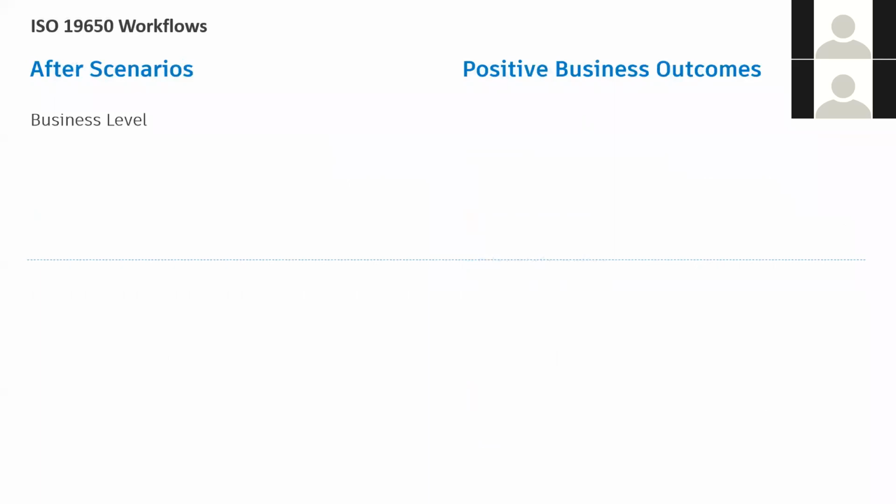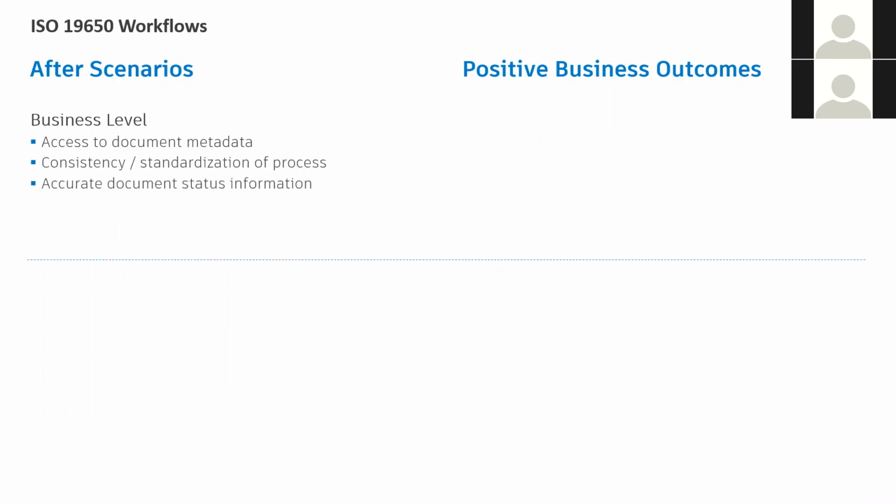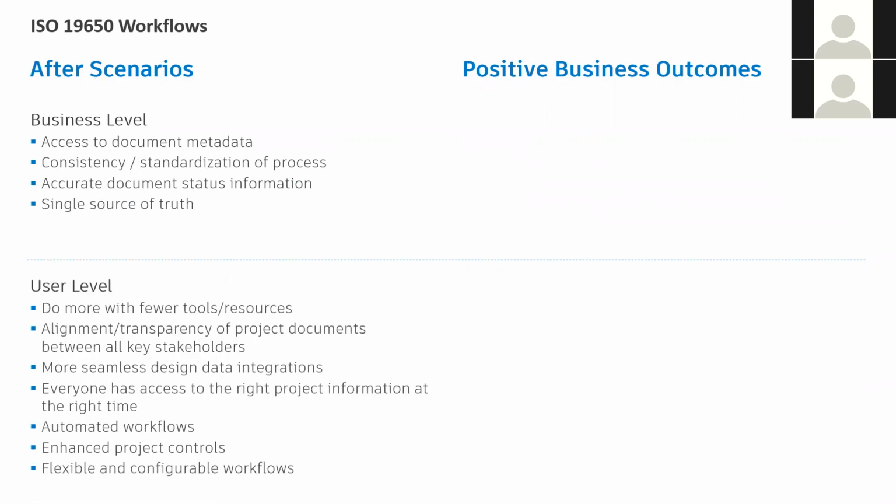So after implementing something like Autodesk Construction Cloud, it gives you access to document metadata. At a business level, I suppose better consistency, standardization of process, accurate document status information. Again, that single source of truth. And then at a user level, you're doing more with fewer tools essentially. And then I suppose alignment, transparency of project documents between all of your key stakeholders, and more seamless design data integrations as well, and automating certain types of workflows within your construction cloud.